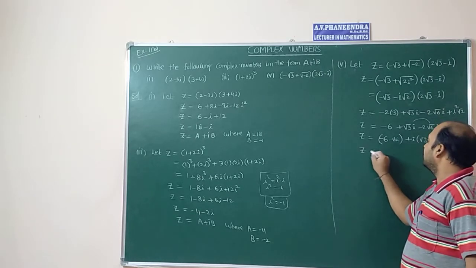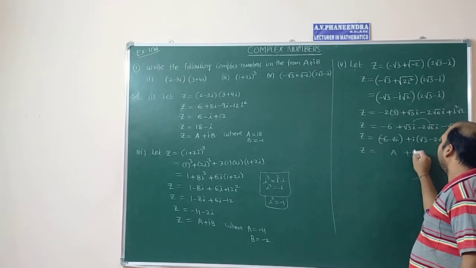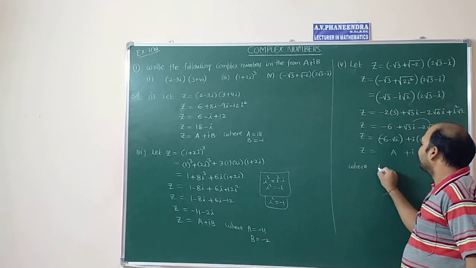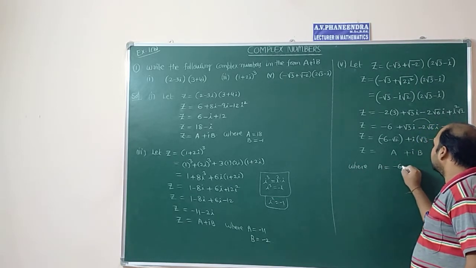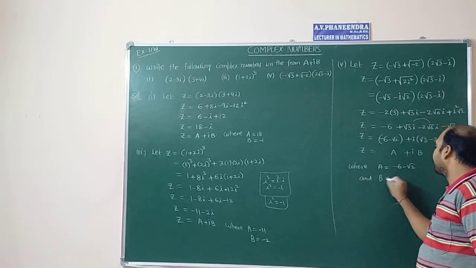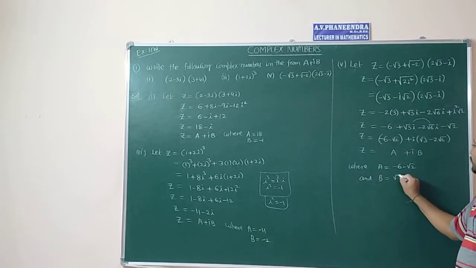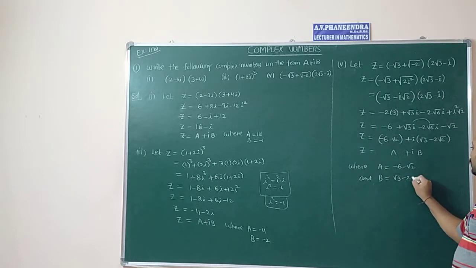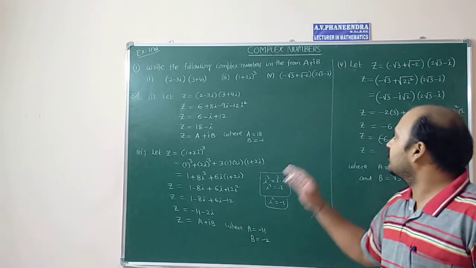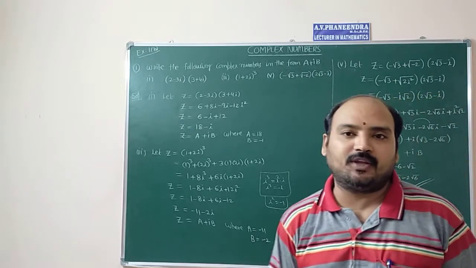Now we have to compare this with a plus ib, where a is equal to minus 6 minus root 2 and b equal to root 3 minus 2 root 6. Like this, you have to express in the form of a plus ib.